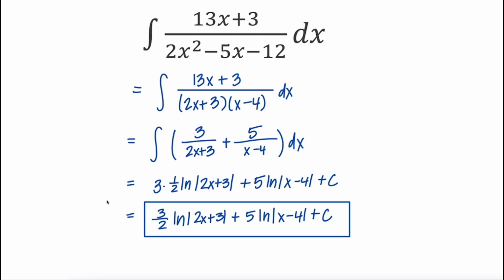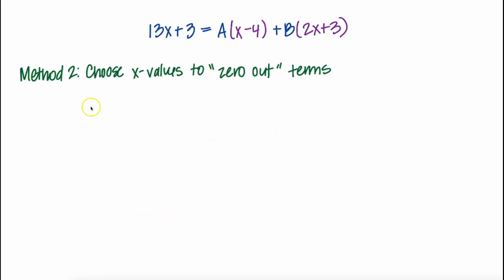But before moving on, we're going to go back and learn one more method for finding those values of 3 and 5 that can be a little bit quicker. All right, so the second method that we're going to use doesn't really have a name, but what we're going to do is we're going to choose x values to zero out terms.